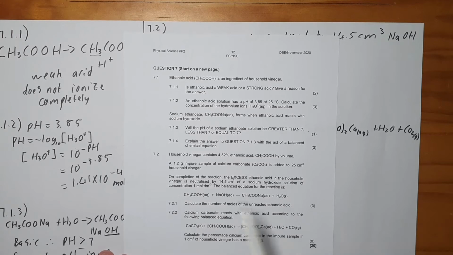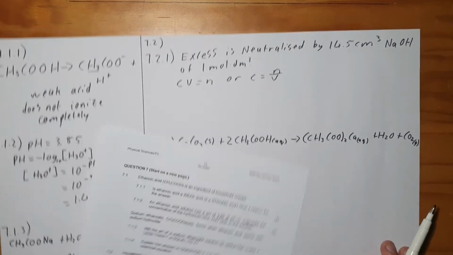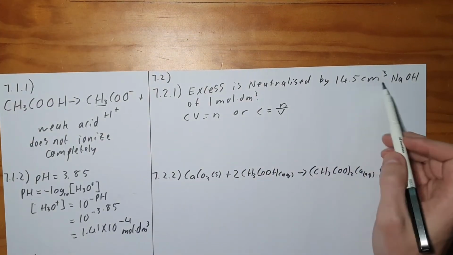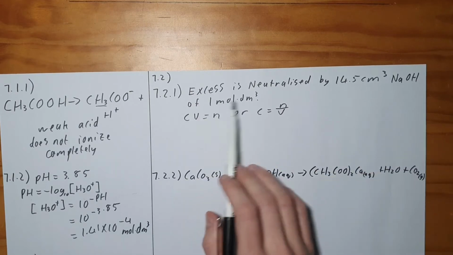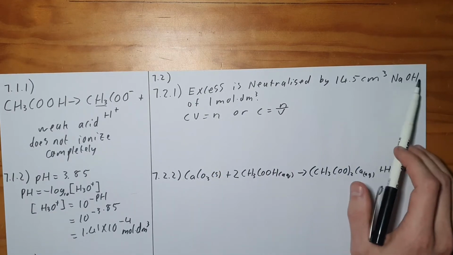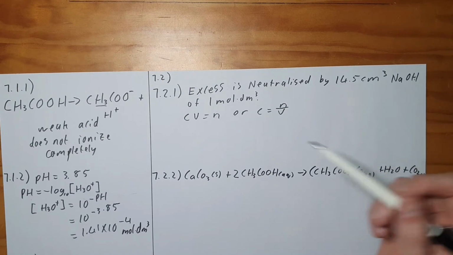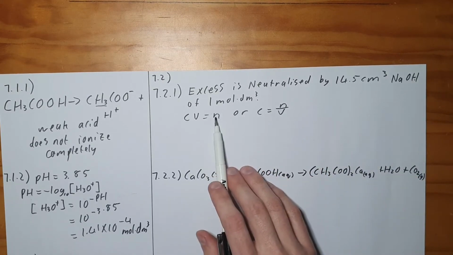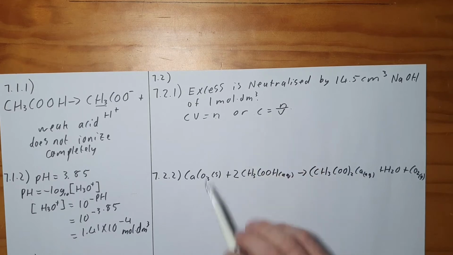CH3COOH. Remember, when we're given an equation, the only way I can move from one substance to the next, say from CH3COOH to CH3COONa, is if I've converted to moles. So let's have a look here. We are neutralizing with that amount over there, that's my volume, and they've given me my concentration of NaOH. So I want to calculate the moles of NaOH, and the quickest way to do that is using your concentration formula.